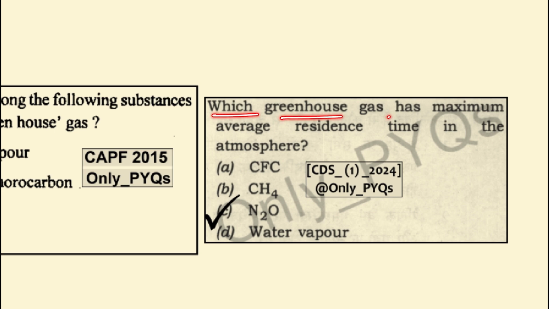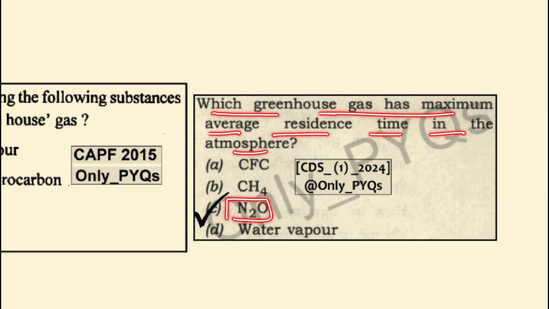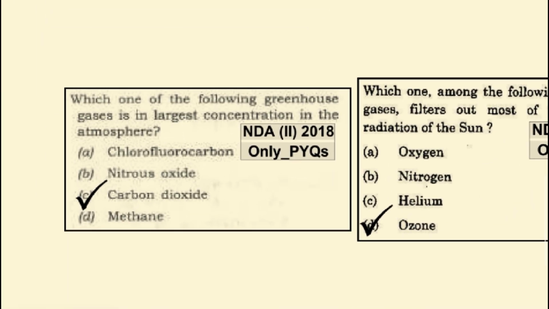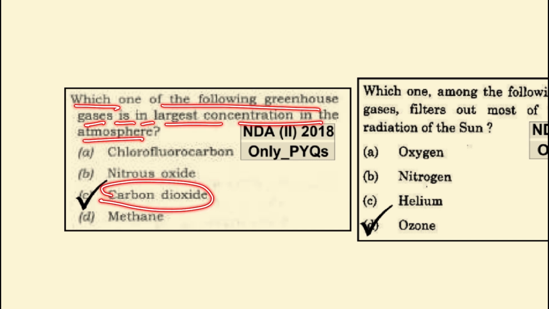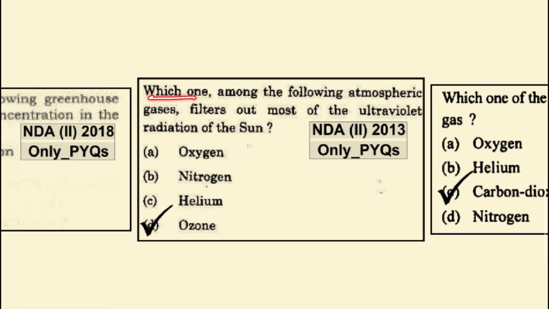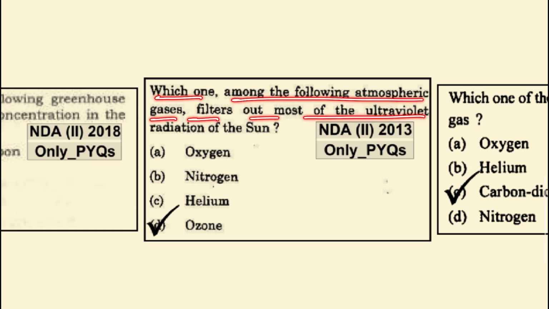Which greenhouse gas has the maximum average residence time in the atmosphere? It's N2O. Which one of the following greenhouse gases is in largest concentration in the atmosphere? It is the carbon dioxide. Which one among the following atmosphere gases filters out most of the ultraviolet radiations of the sun? It is the ozone.